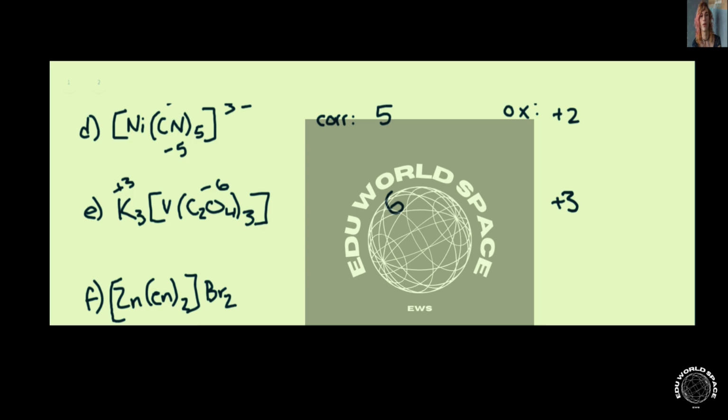Finally, this last complex, we've got Zn(en)2Br2, where en is just a code for a bidentate ligand. So because there are two of these, this bidentate ligand, our coordination number is going to be 4, and our oxidation state, we can determine Br is a -1, and there's 2 of them, so we're going to have -2. En is a neutral molecule, so it's going to be 0, which means that the oxidation number for this metal needs to be +2.